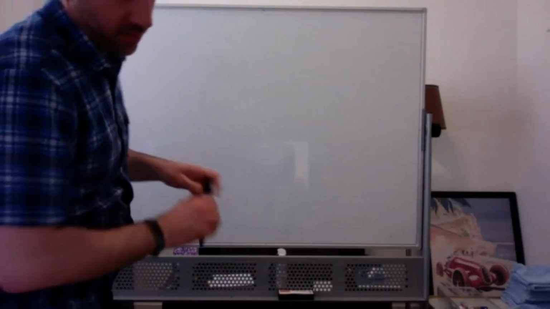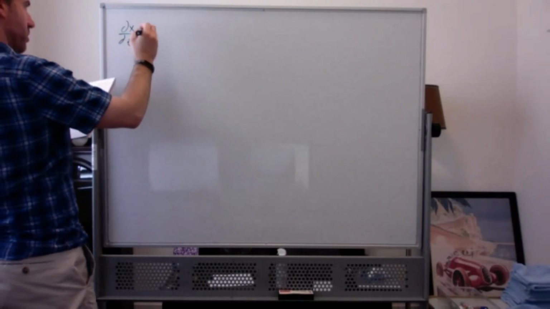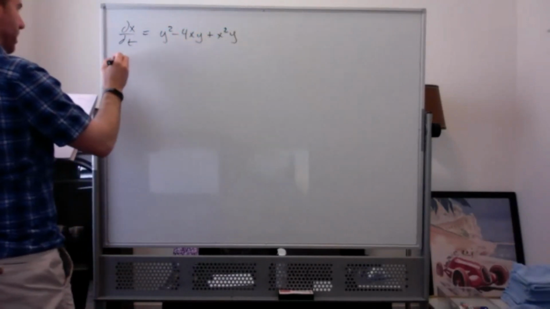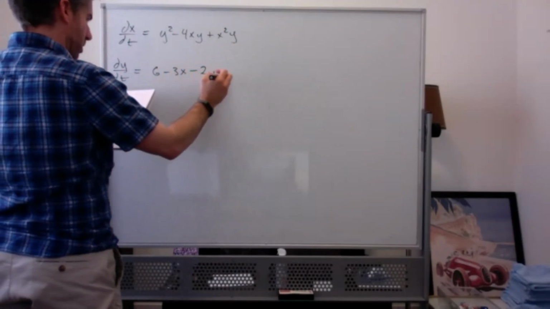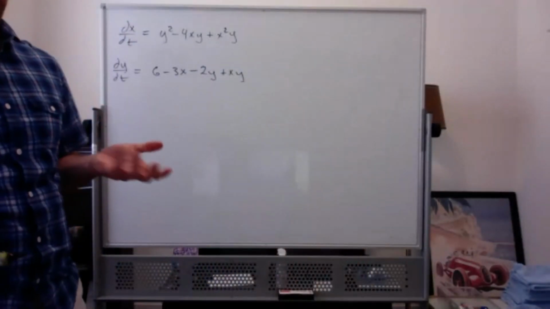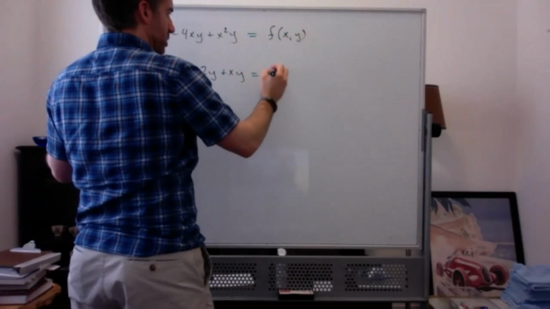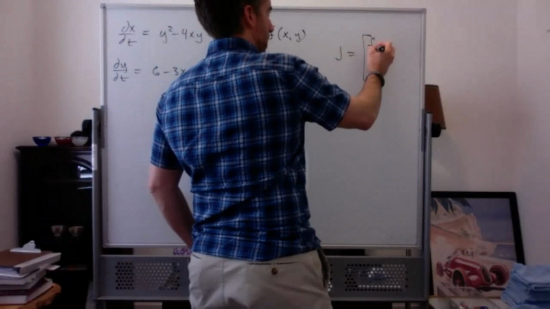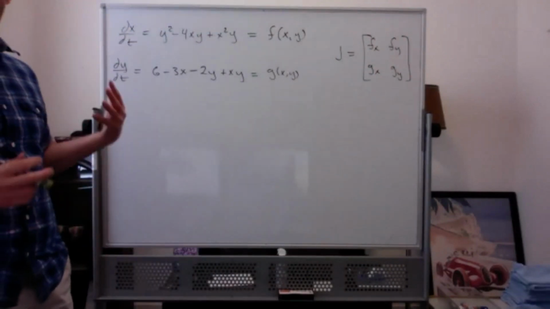So what have we got? We've got the following differential equations. We've got dx/dt equal to, let's write it this way, y squared minus 4xy plus x squared y. And we've got dy/dt equal to 6 minus 3x minus 2y plus xy. Since we know we're going to be using the Jacobian matrix, it makes sense to think of this as our function f as a function of x and y, and this as g as a function of x and y. Later on, we're finding the Jacobian matrix, which is just the matrix of partials f_x, f_y, g_x, g_y. So it's good to make sure you know what things are before we get going here.